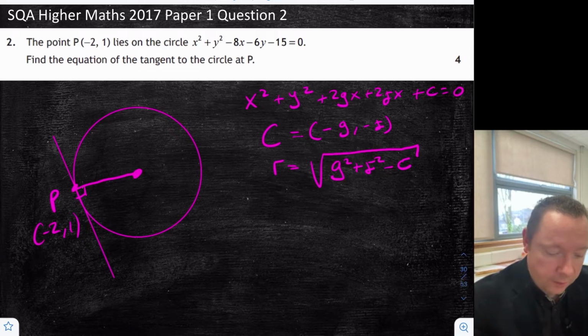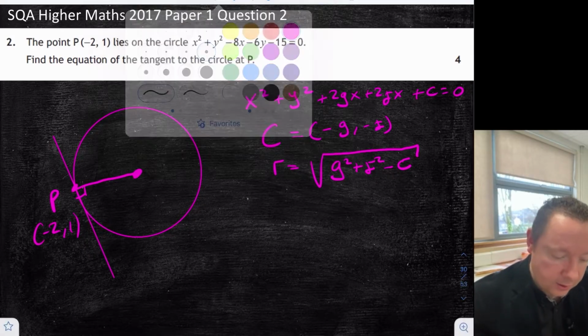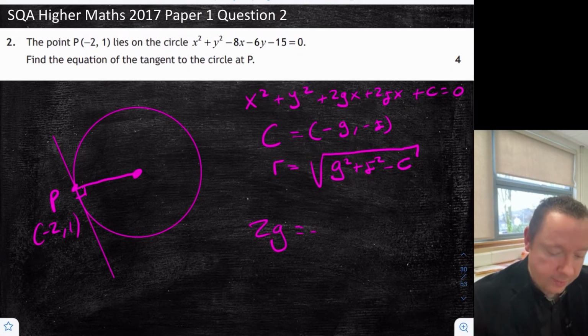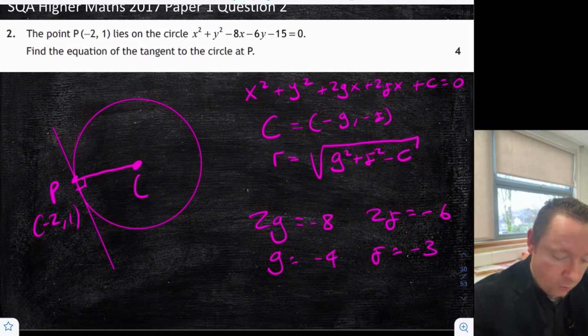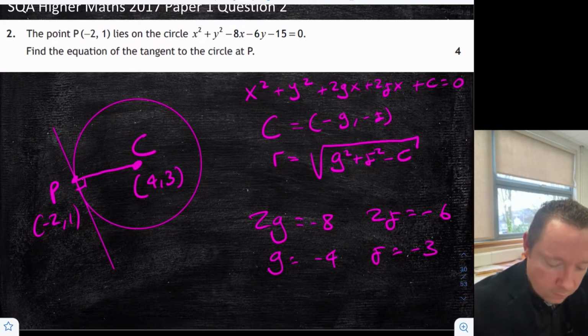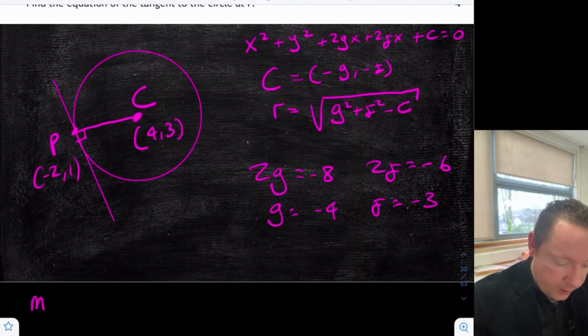So 2g is the number in front of x, so 2g is minus 8. And 2f is the number in front of y, which is minus 6. So g is minus 4 and f is minus 3. So our centre is 4, 3. Let's call that our centre. Now we can do the gradient between C and P.